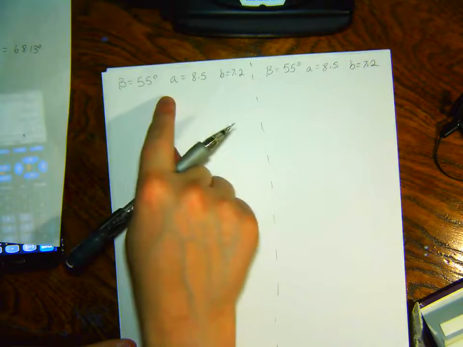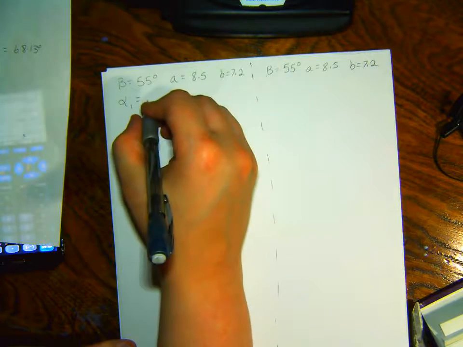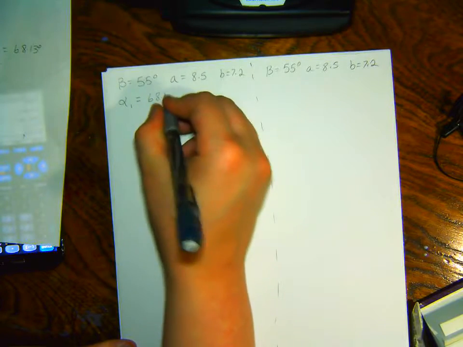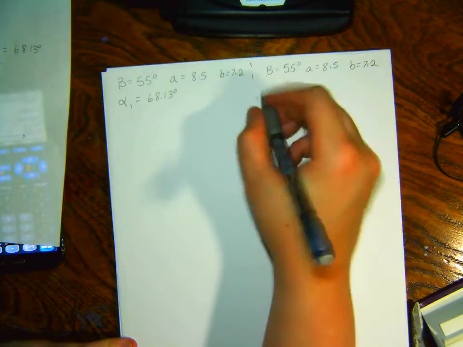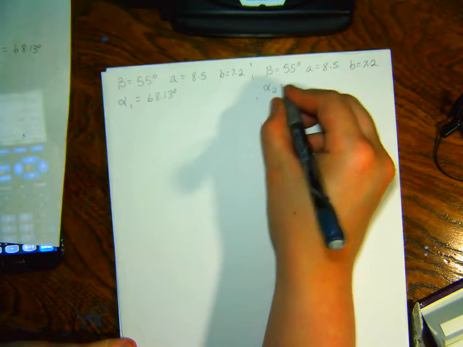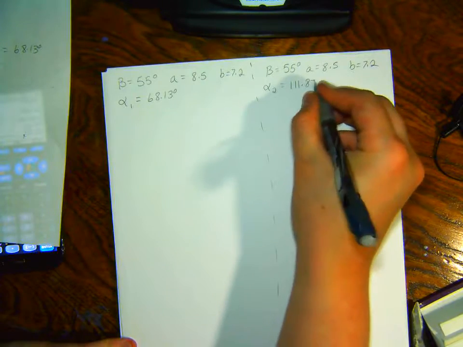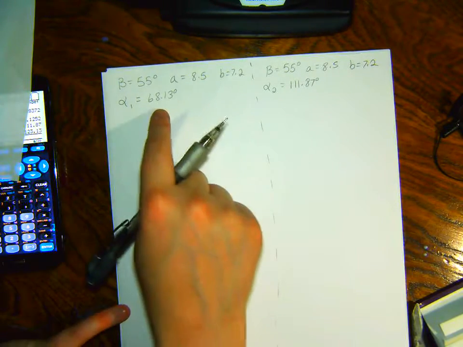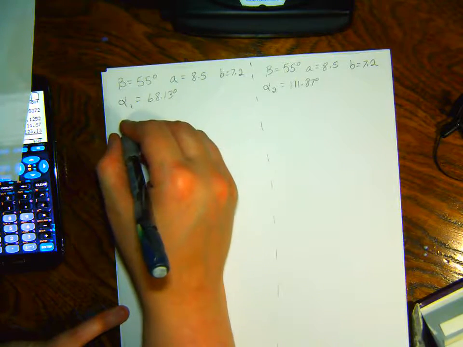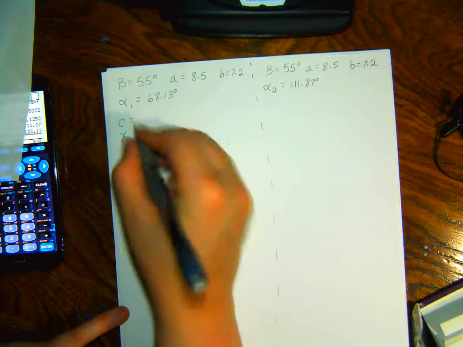Now for this side, I'm going to write one of my alphas. So I'm going to write alpha 1 equals 68.13 degrees. And then on this side, I'm going to write the other alpha that I found, alpha 2, which equals 111.87 degrees. Now I'm going to solve for the remaining sides. I still need to solve for C, and I still need to solve for gamma.